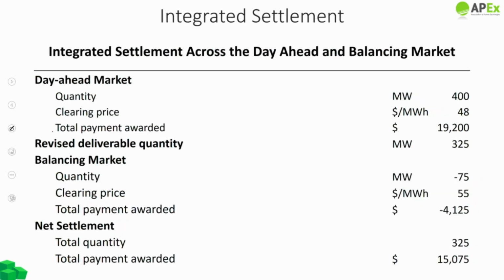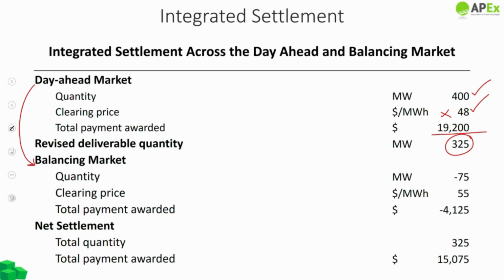Here is another example of integration across multiple markets, where day-ahead results are integrated with the balancing market. In this hypothetical scenario, a generator is initially cleared in the day-ahead market to produce 400 megawatt at the day-ahead clearing price of $48 per megawatt hour. This results in the generator being awarded a total day-ahead payment of $19,200. However, upon receiving this award, the generator identifies the need to curtail its generation to 325 megawatt, which falls short of its obligations from the day-ahead auction.